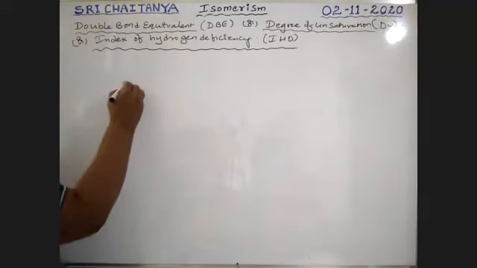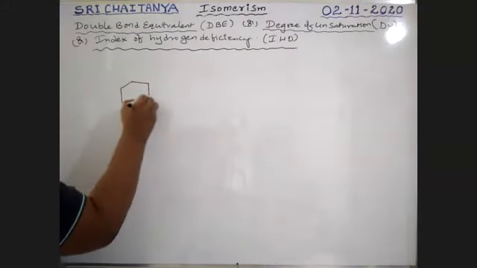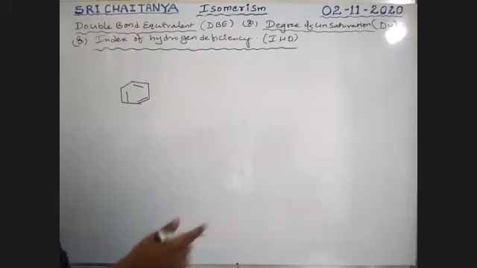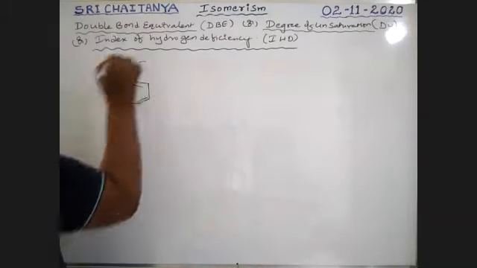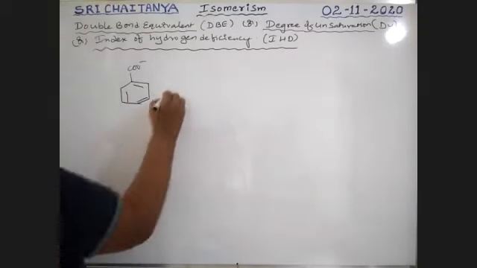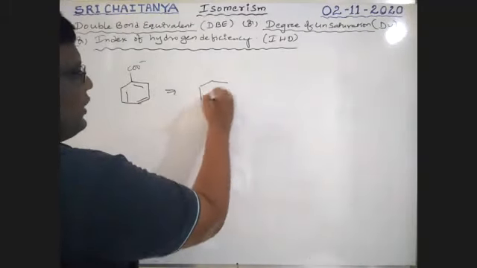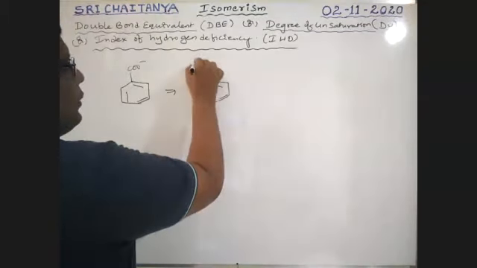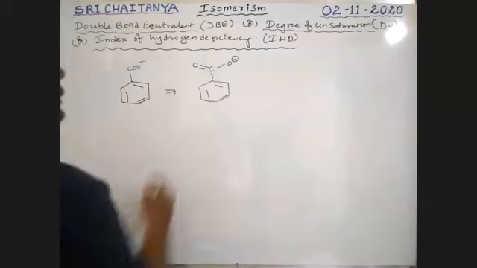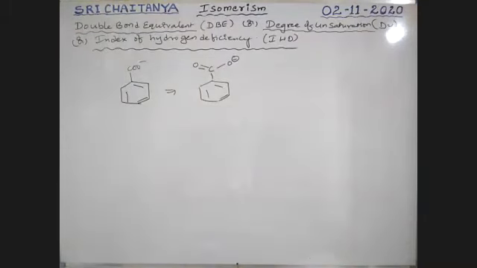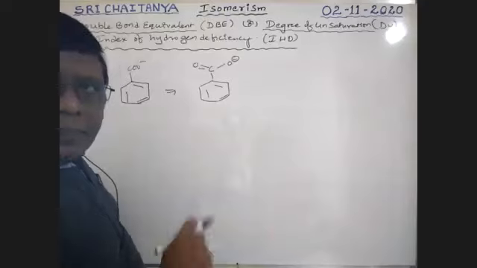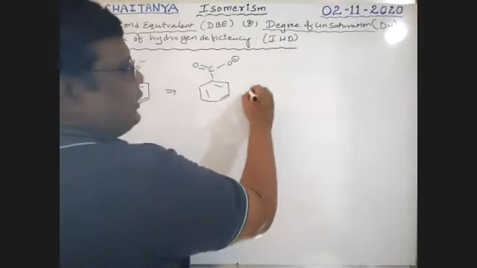See here, boys. It is a benzene ring. Benzene ring degree of unsaturation is 4, and COO minus. So let us see. This is benzene ring with C double bond O minus. So it is 4 plus 1, 5. But it is in resonance.